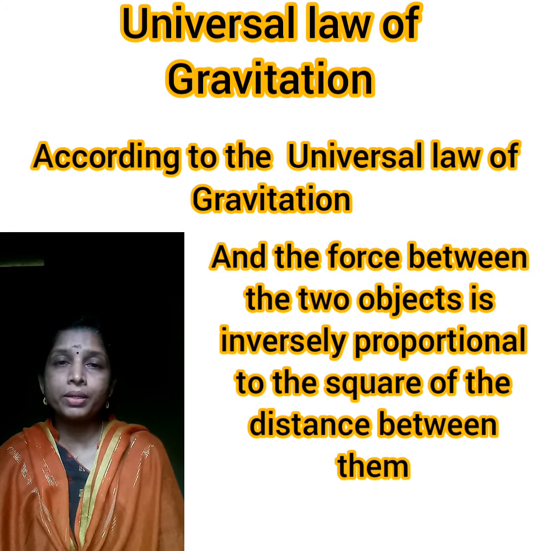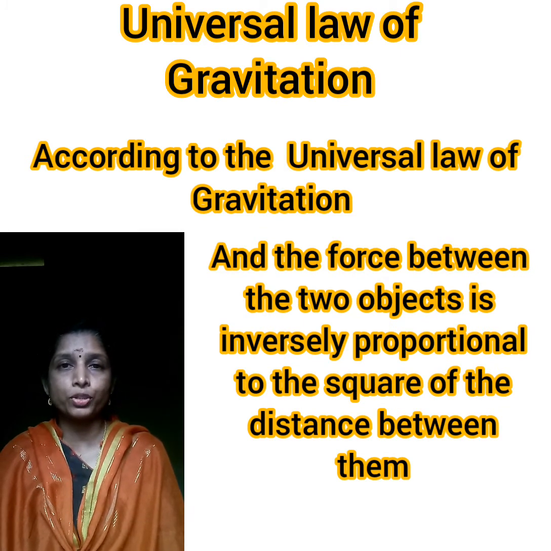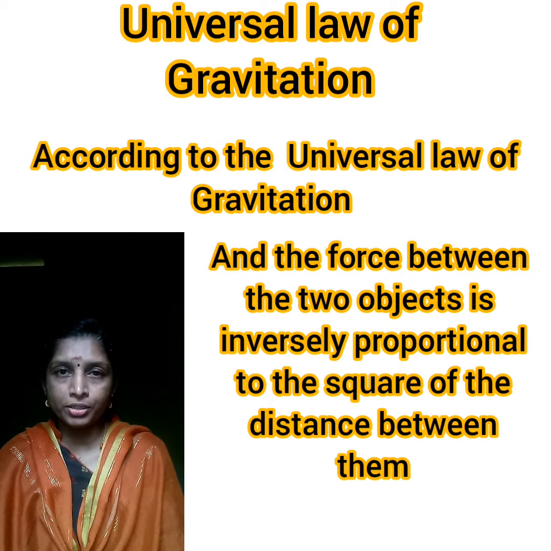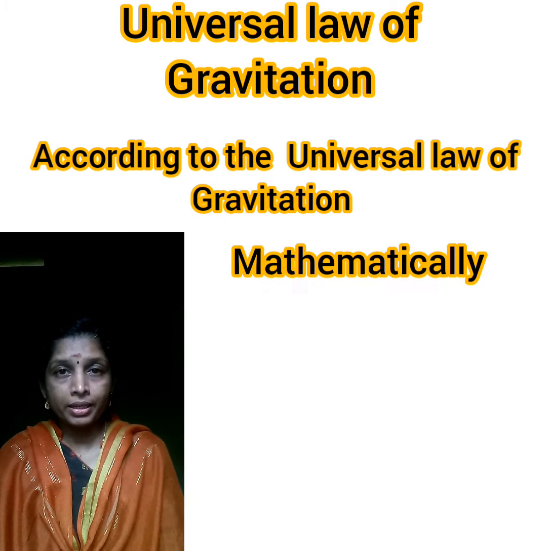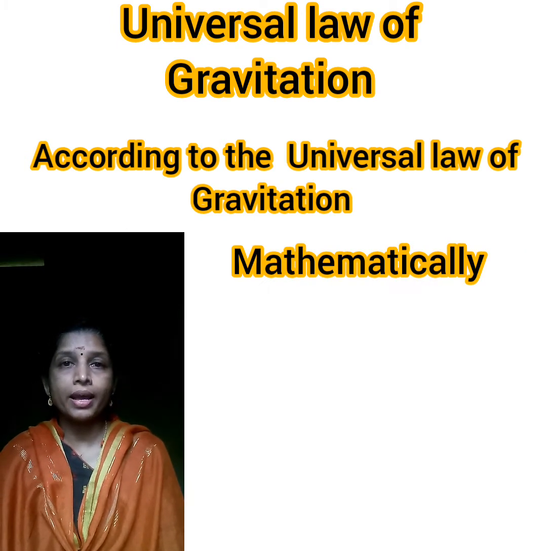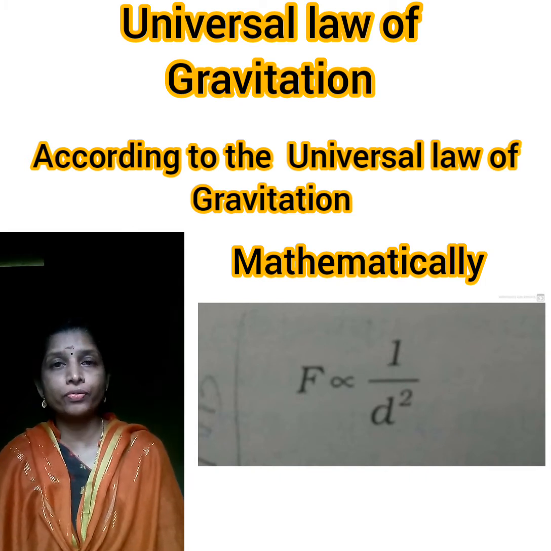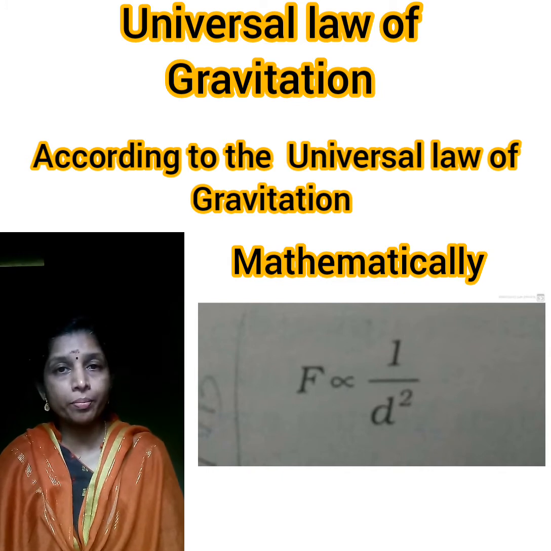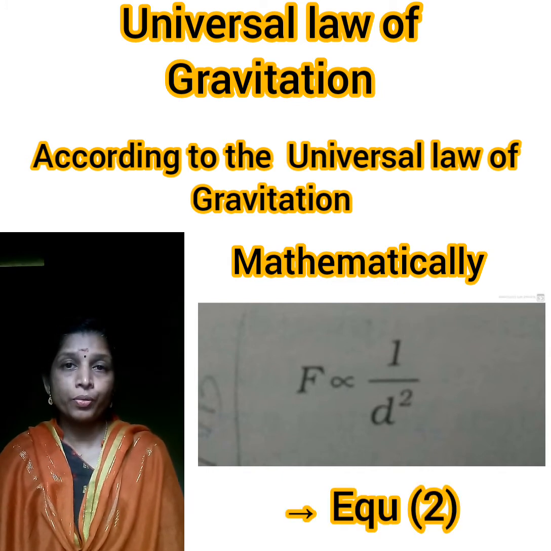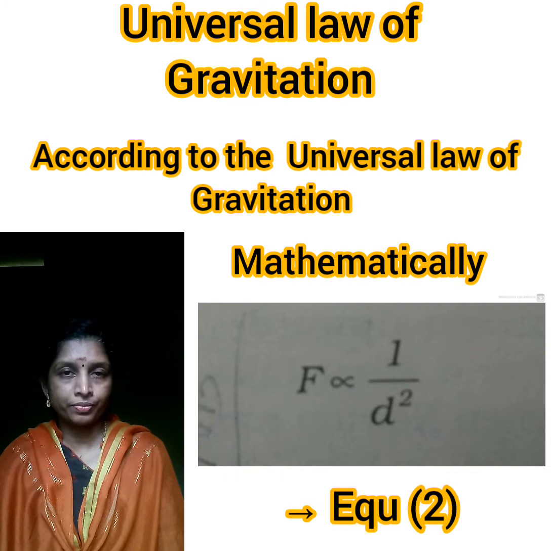Now the second statement is that it is inversely proportional to the square of the distance between them. Mathematically we can express it as F proportional to 1 by d square. Inversely proportional to the square of the distance. Put it as equation number 2.